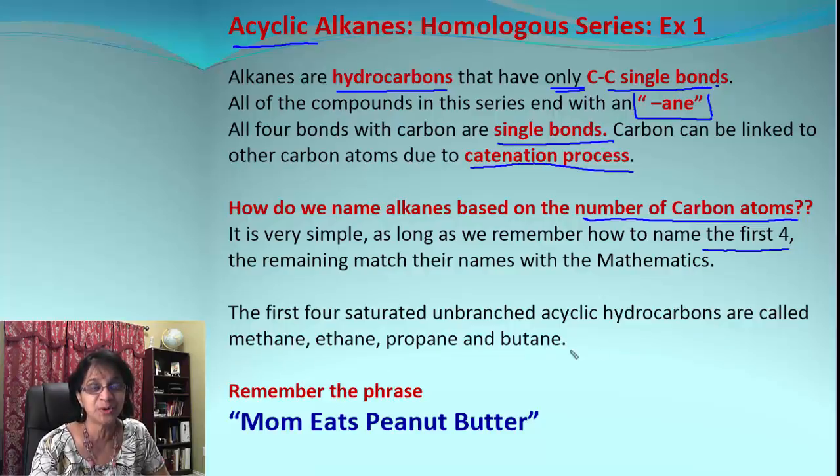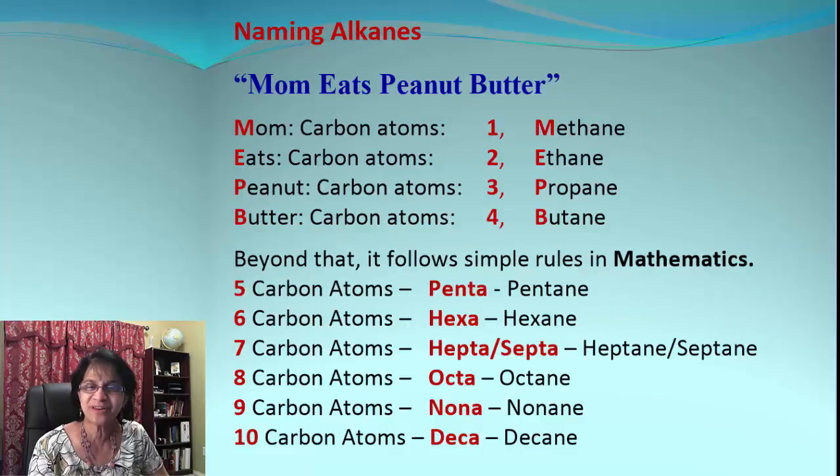They are methane, ethane, propane and butane. And I'm going to tell you a phrase, Mom eats peanut butter. So what does the phrase have to do? There is Mom, there is M, the number of carbon atoms is 1 and the name is methane. Next one is eats, there is E, number of carbon atoms goes to 2 and it's called ethane. Peanut, that goes to 3 carbon atoms and the name is propane. And then we got butter, that's B, the number of carbon atoms is 4 and that is butane.